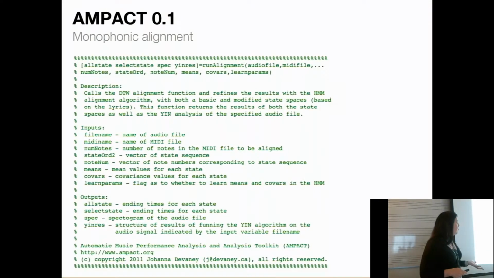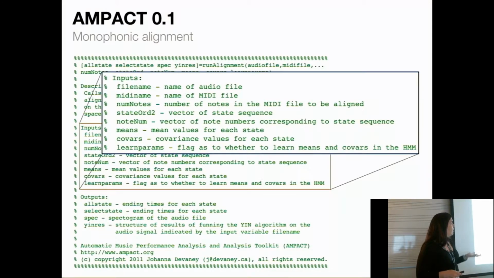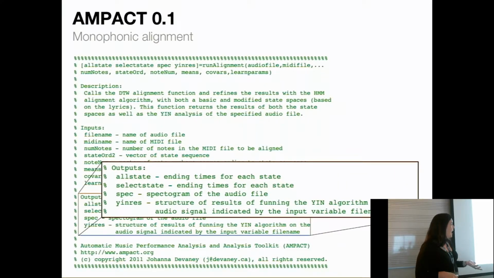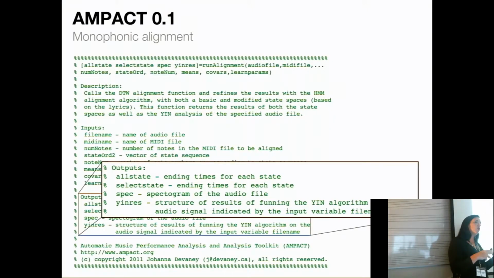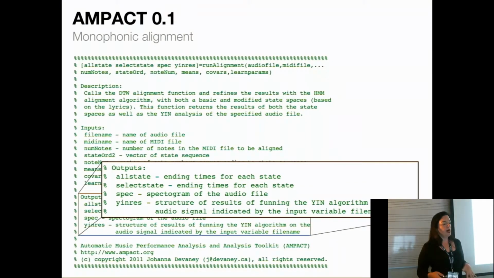So this is the function that it calls. As I mentioned, it takes in all of this information, and then what it outputs is the times for all of the states, which then can get converted with the next function into the notes, a spectrogram of the audio file, and then all of the information which you get from yin, which is an autocorrelation-based algorithm for fundamental frequency and power estimation.